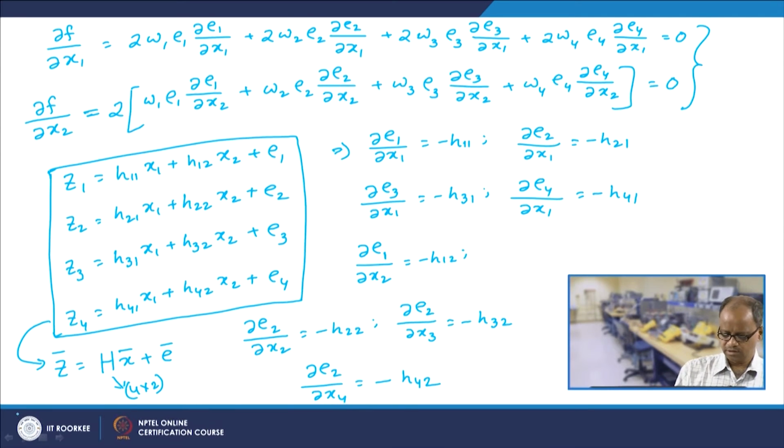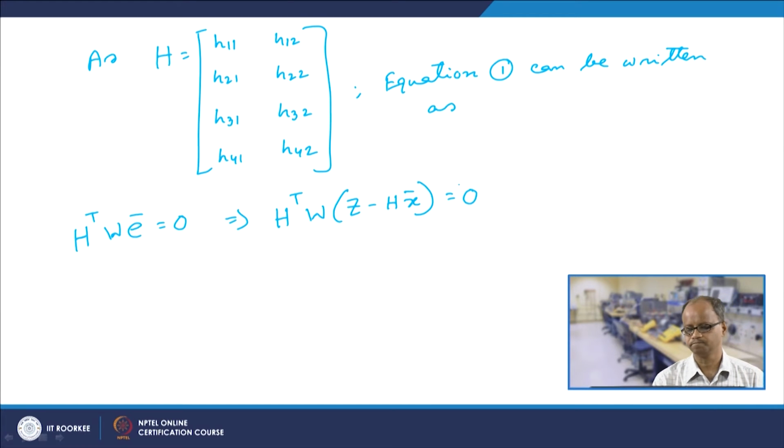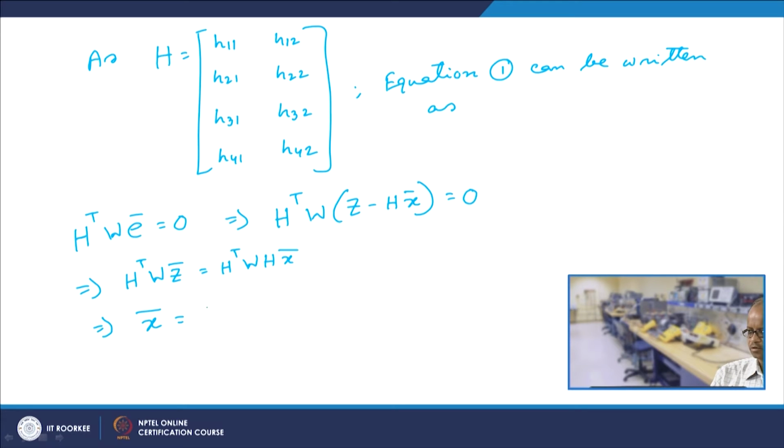Now, from this, E is equal to nothing but Z minus H x. So, H transpose W E, with E equal to Z minus H x, is equal to 0. Therefore, I can write that H transpose W Z, where Z is the measurement vector, is equal to H transpose W H x. So, I write that x is equal to (H transpose W H) inverse into H transpose W Z.